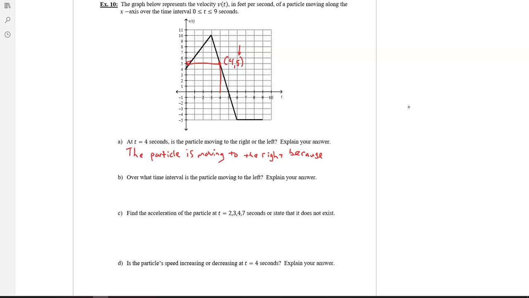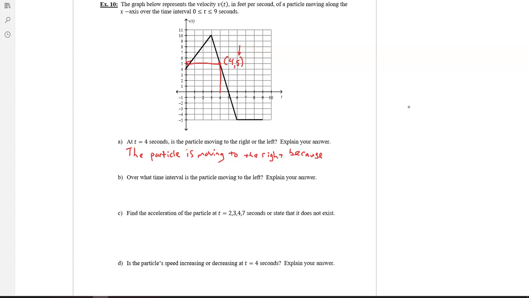So let's go to somebody else here. Tyson, do you have an idea? Why is the particle moving to the right here? What about the velocities indicates the particle is moving to the right? Okay, but at time 4, what is the velocity? 5, so that is positive, right? So boom, that's it.